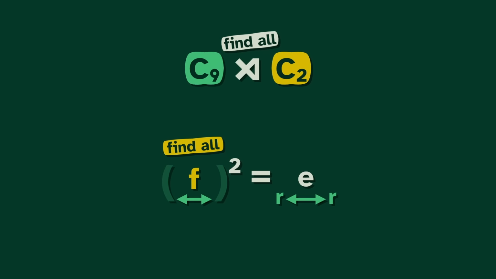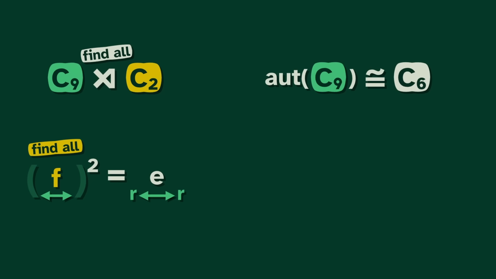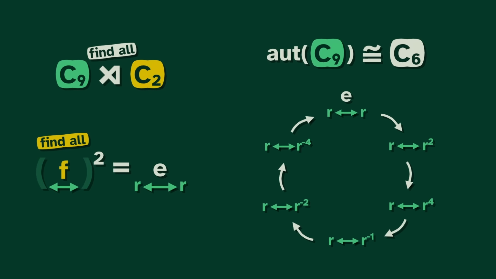What were we talking about before? The semi-direct product. Right. To find all the SDPs, we want to find all automorphisms that square to the einheitomorphism. The automorphisms of C9 are the group C6, a 6 cycle, which we can see here. These automorphisms have order 6, so they don't square to Einheit. And these have order 3, so they don't either. It has to have order 2.